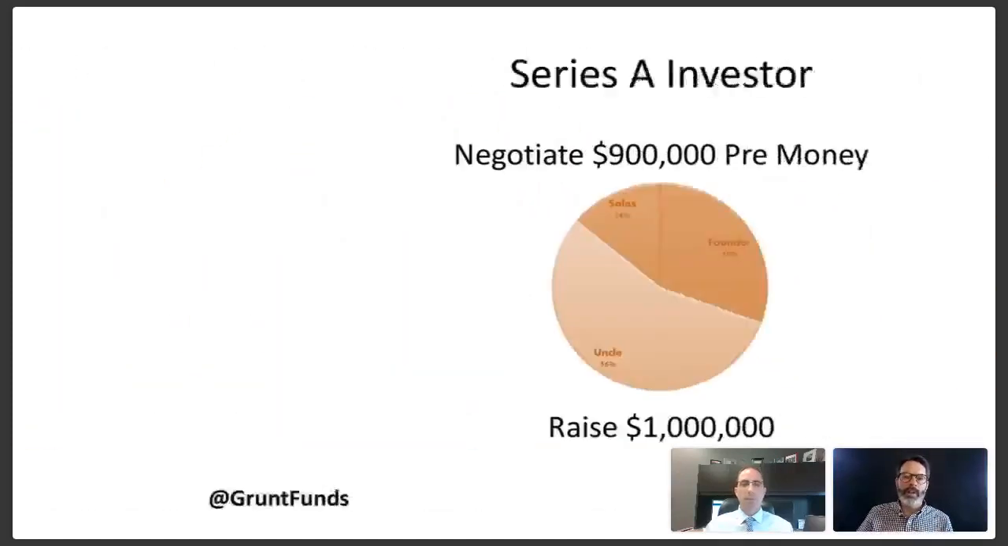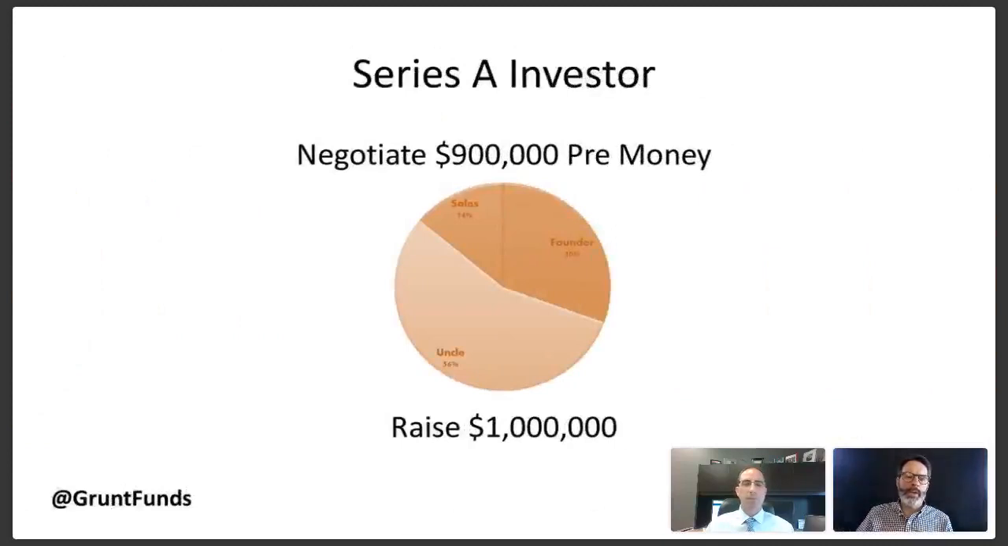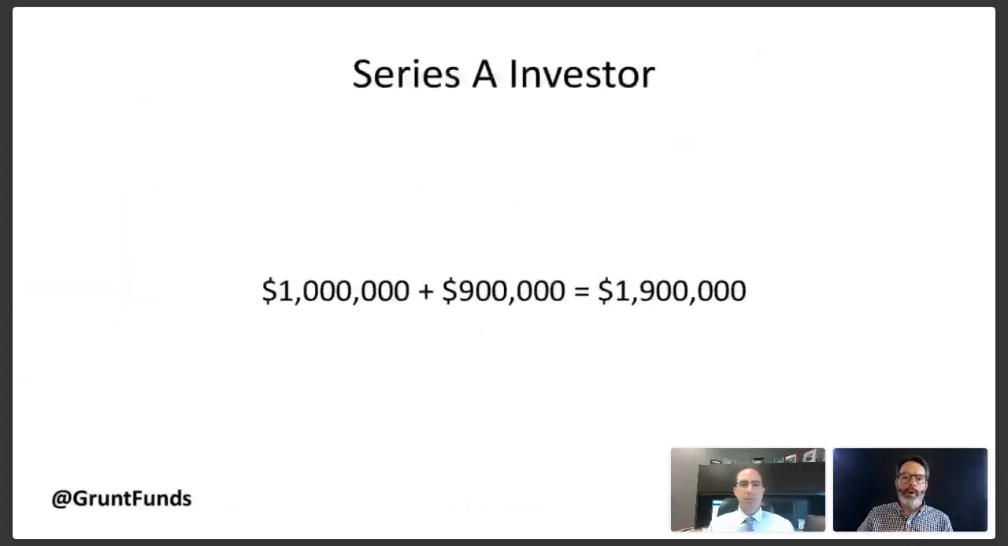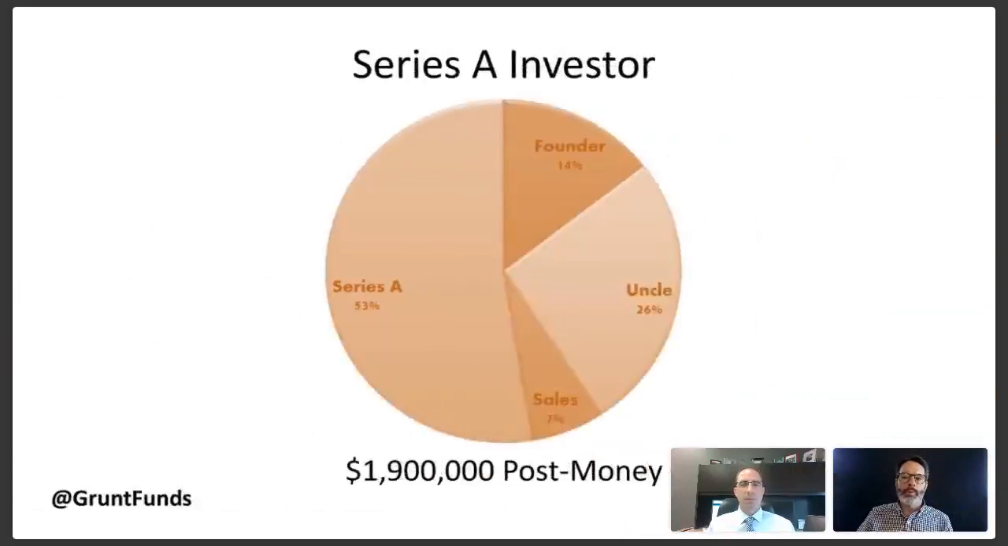Now, if you're raising Series A, for instance, let's pretend that we're going to negotiate a $900,000 pre-money valuation and raise $1 million from a VC to fund our operations. So that's $1.9 million post-money, which means we've sold 53% of the company. We use that money to pay our bills, buy marketing and pay for our rent. And now when the profits start coming in, we have to split them with the Series A investor.